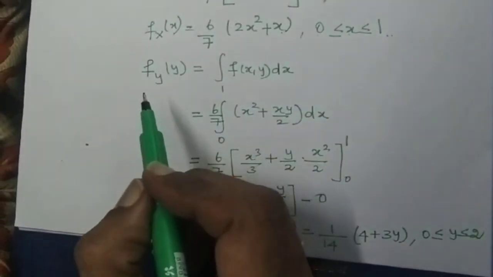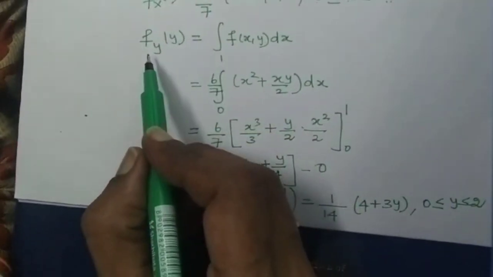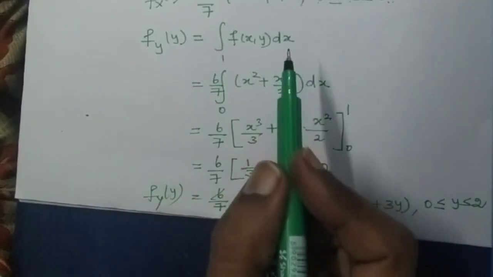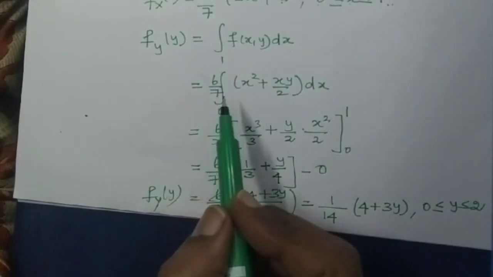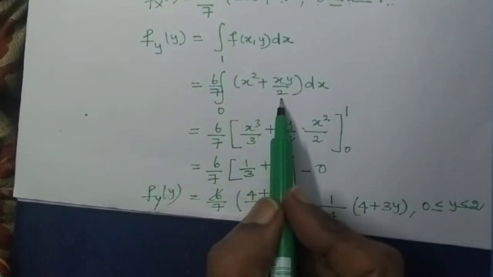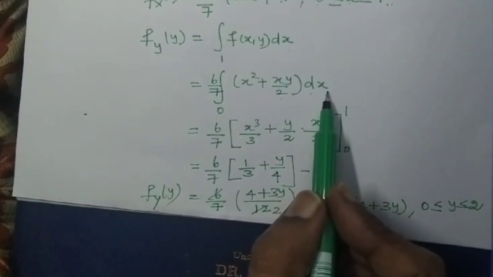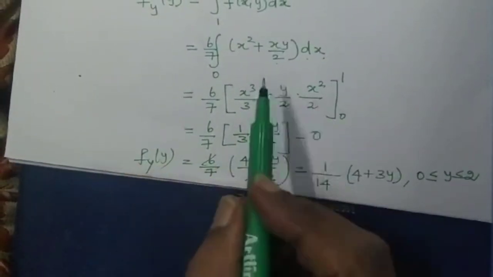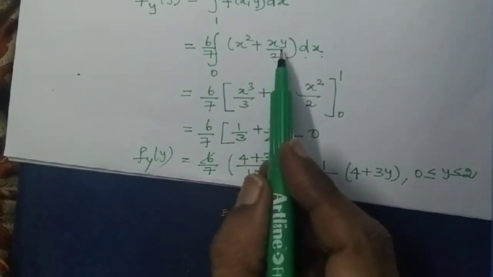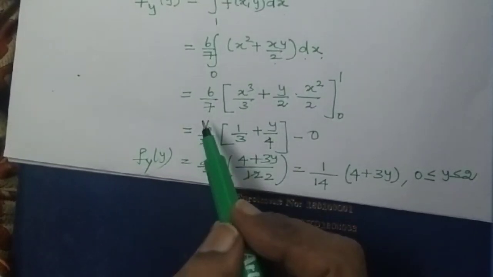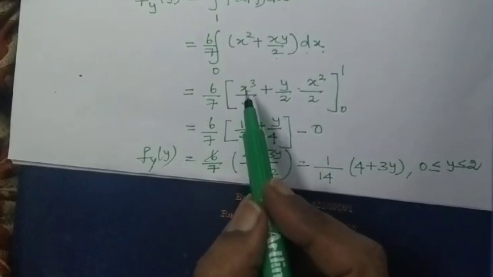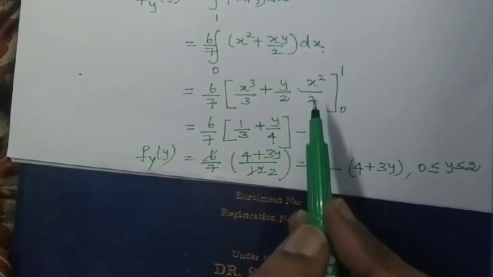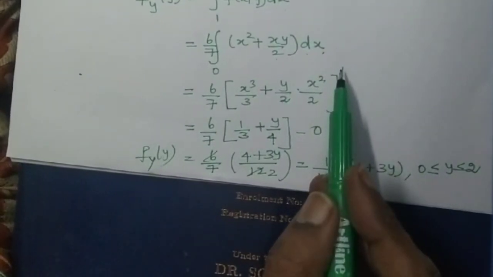Now let us find the marginal density function of y. F y of y is integrating the joint density function with respect to x. The joint density function is 6 by 7 into x square plus xy by 2. This has to be integrated with respect to x, and the limits for x is from 0 to 1. Let us integrate this with respect to x, treating y as a constant. So it is 6 by 7 into integral of x square is x cube by 3 plus y by 2 is a constant, integral of x is x square by 2 between the limits 0 to 1.